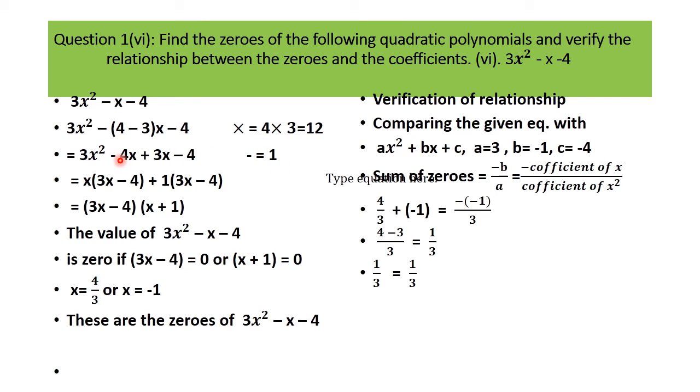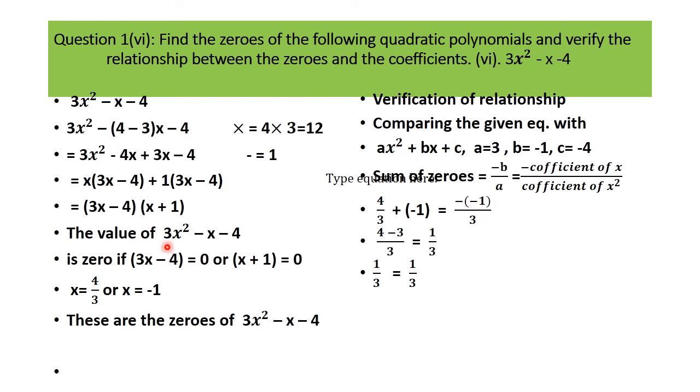3x square minus 4x plus 3x minus 4. Now we have broken the middle term. Now we will take the common from the first two terms. x is common. Here we are left with 3x minus 4. This is also the same, and this is plus 1 is common. Now 3x minus 4 is common between these two terms. This is x plus 1. So these are the factors of this quadratic polynomial.